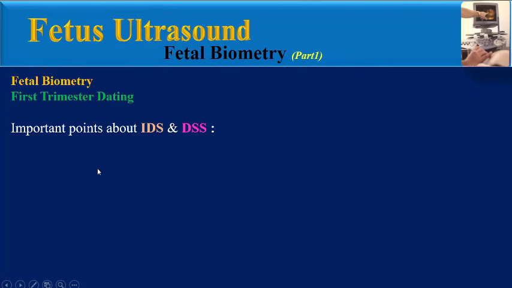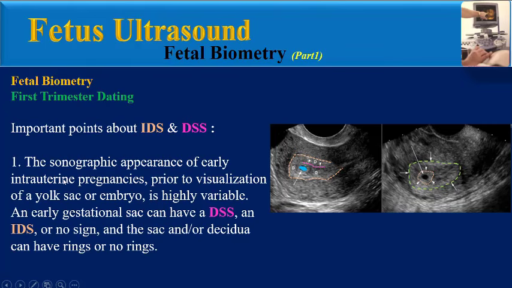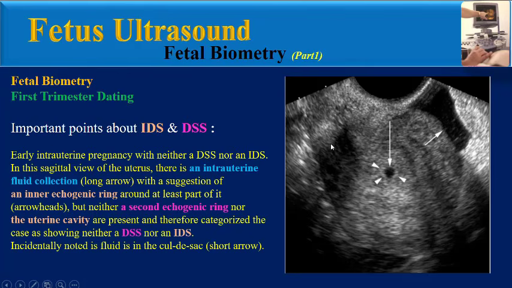Now, please pay attention to these important points about these signs. The sonographic appearance of early intrauterine pregnancies prior to visualization of a yolk sac or embryo is highly variable. An early gestational sac can have a double sac sign, an intradecidual sign, or no sign, and the sac and or decidua can have rings or no rings. This is an example of proved early intrauterine pregnancy with none of these signs.